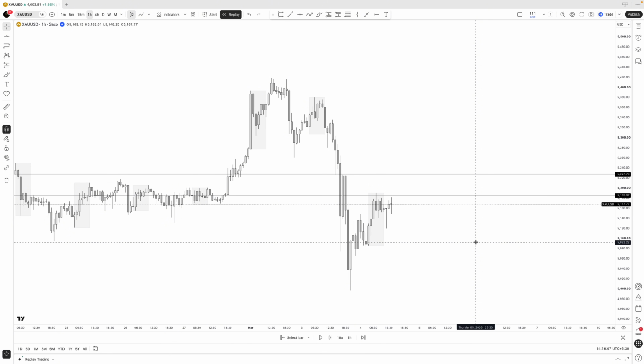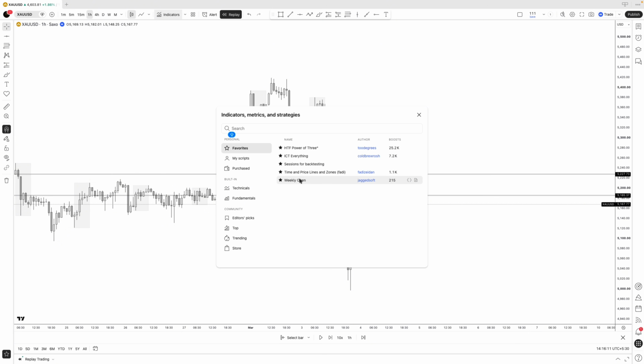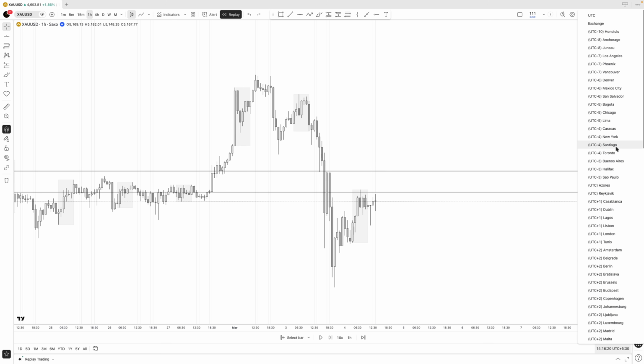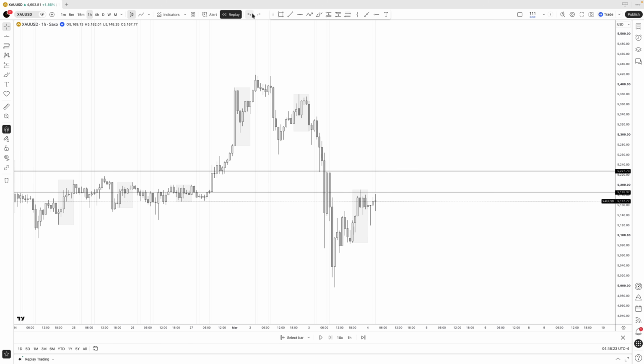And here comes the London session. So the London session opens right here. Let me use this indicator so we can see the times. And there it is. The London session opened right here. This is 3 a.m. New York time. So that's the London session. And now we wait to see what price is going to do.